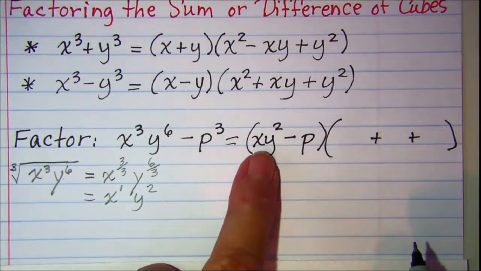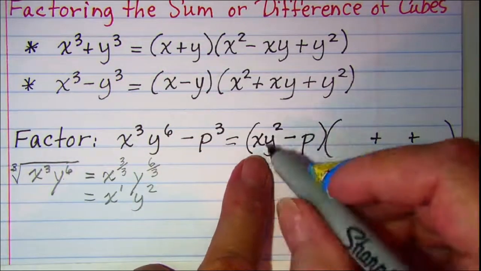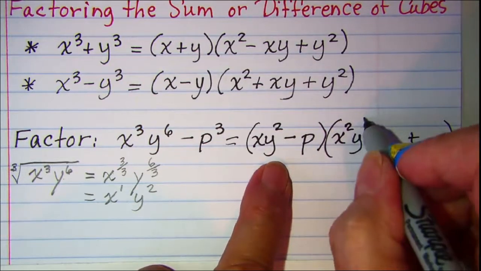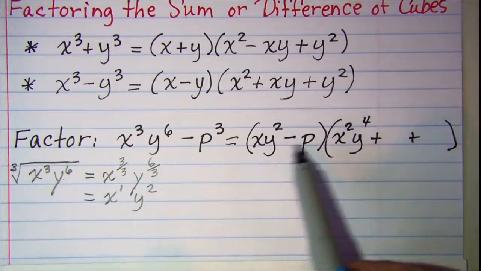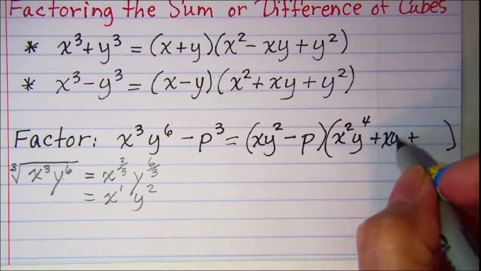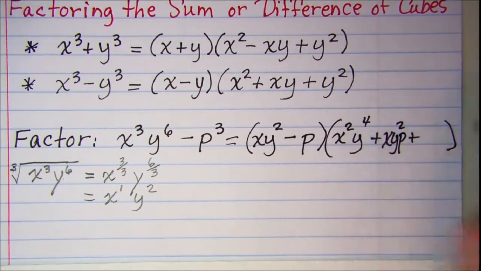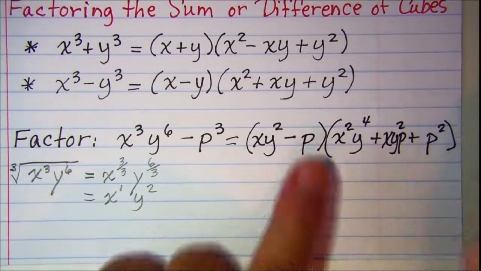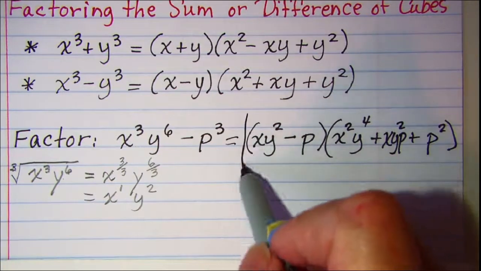Alright, now we square this first term, the x squared, and the y is to the 4th power. Then multiply the two terms together for our middle, xy squared p, and then square the second term as p squared. So this is my factored form.